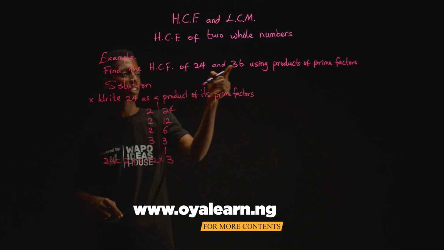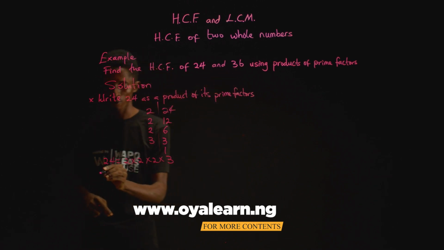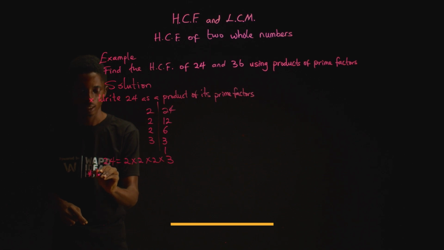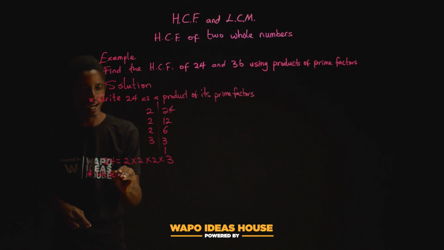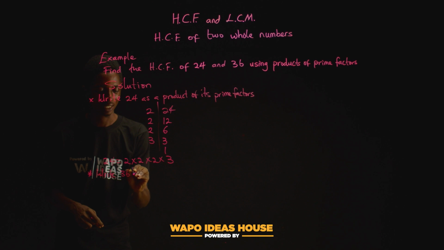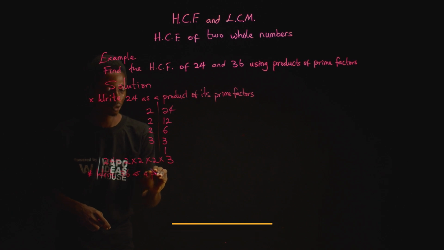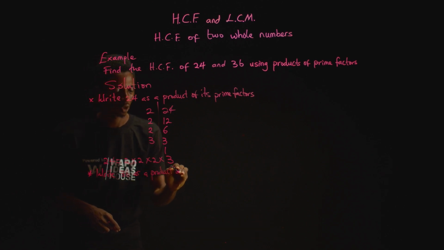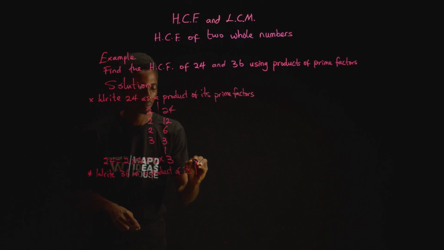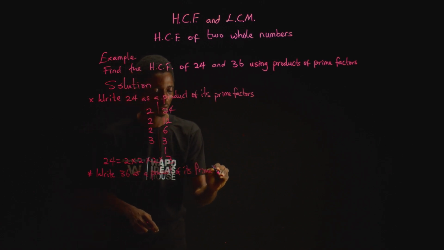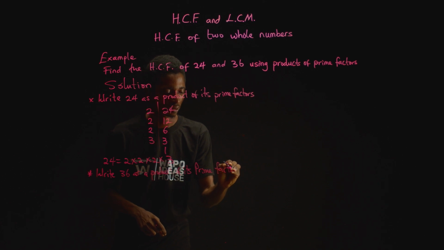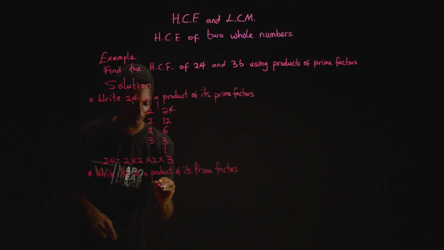Now let's express 36 as a product of its prime factors. So step 2, write 36 as a product of its prime factors. So 36.